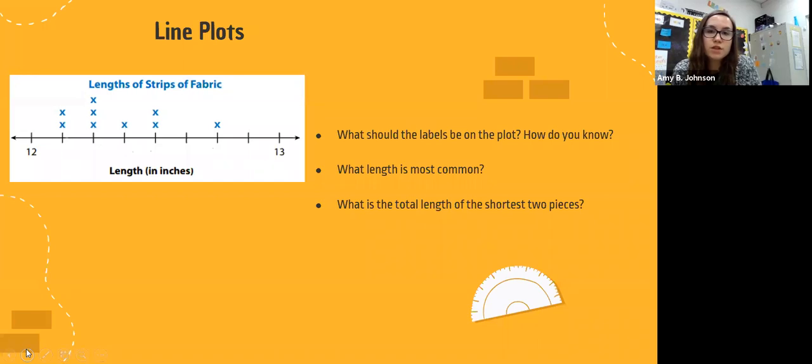Also in Unit 11, students will be learning about different visual representations such as line plots and extracting information from those visual representations. So on the screen, you just see an example of some questions a student might be asked when looking at a visual representation such as a line plot. And the students would use the information on the representation in order to answer the questions.